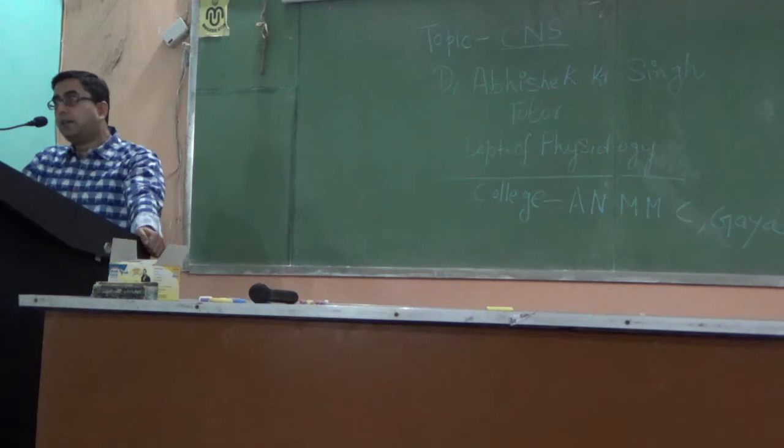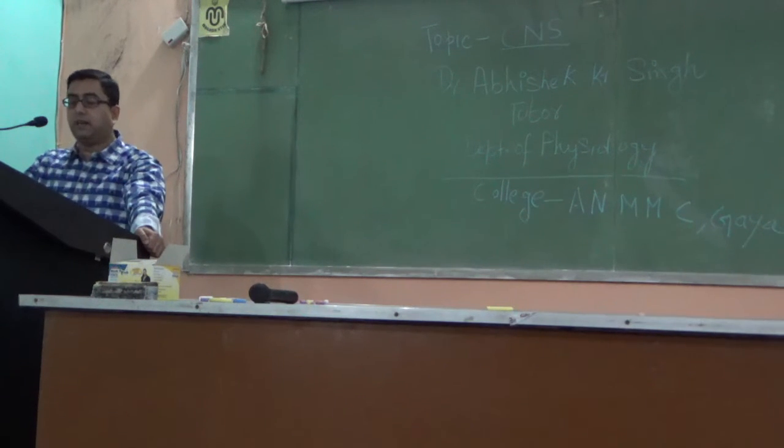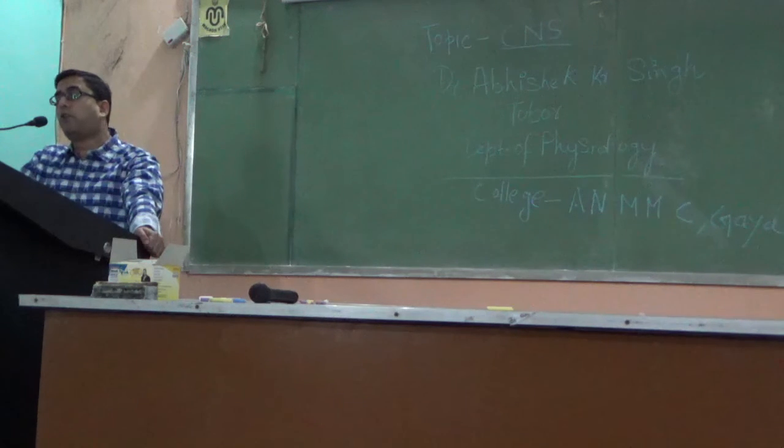Now, further, forebrain can be divided into two parts, that is telencephalon and diencephalon. Telencephalon includes the two cerebral hemispheres of the brain, while the diencephalon includes thalamus, hypothalamus, metathalamus, subthalamus.